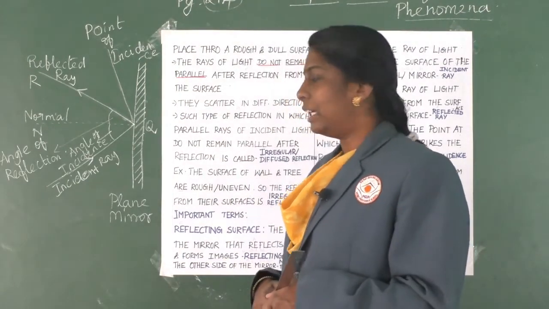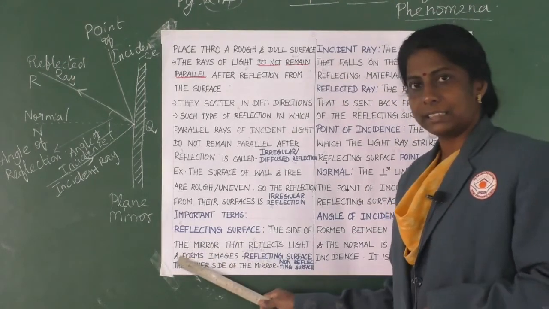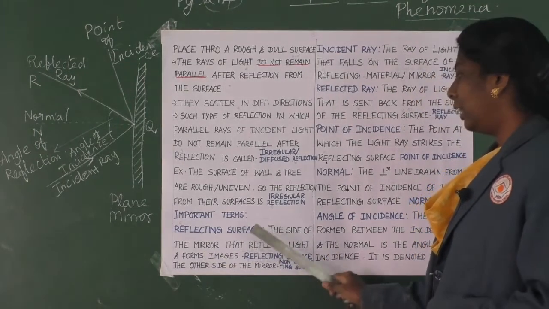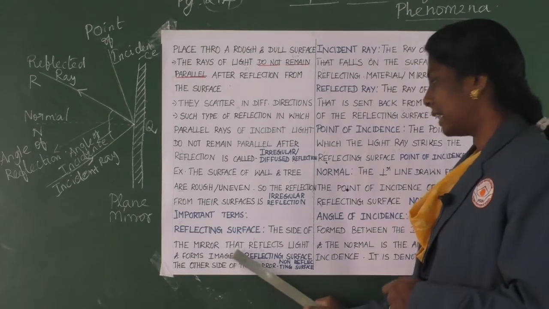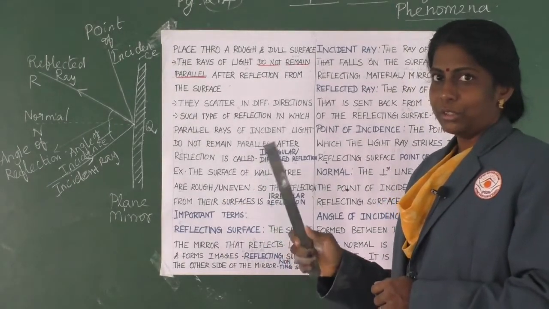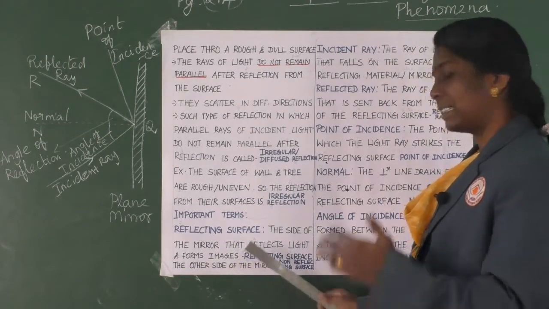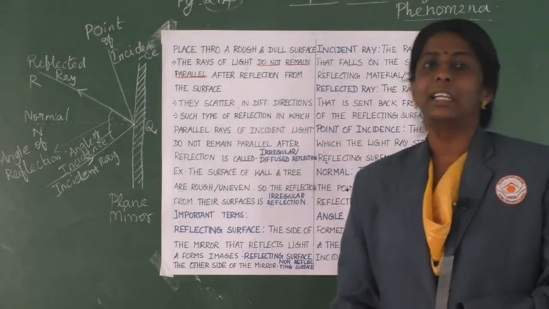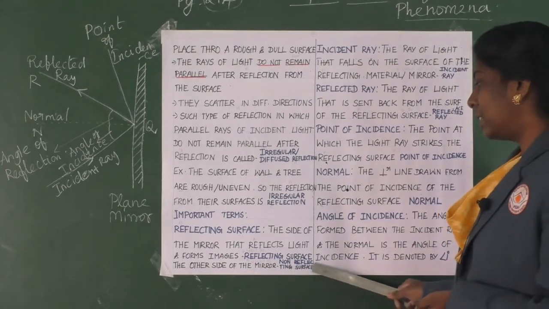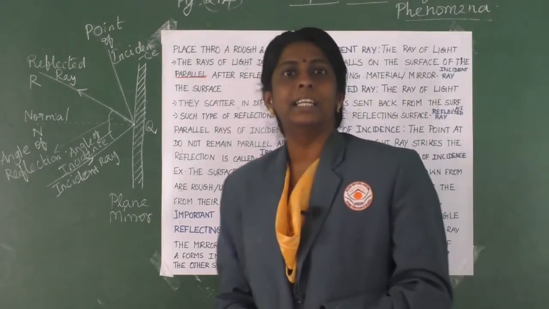Clear, children? Now let us learn about some important terms. First, the reflecting surface. The side of the mirror that reflects light and forms images. A mirror has two sides, is it not? The side that reflects the light is called the reflecting surface, whereas the other side of the mirror is called the non-reflecting surface. Clear, children? Yes.